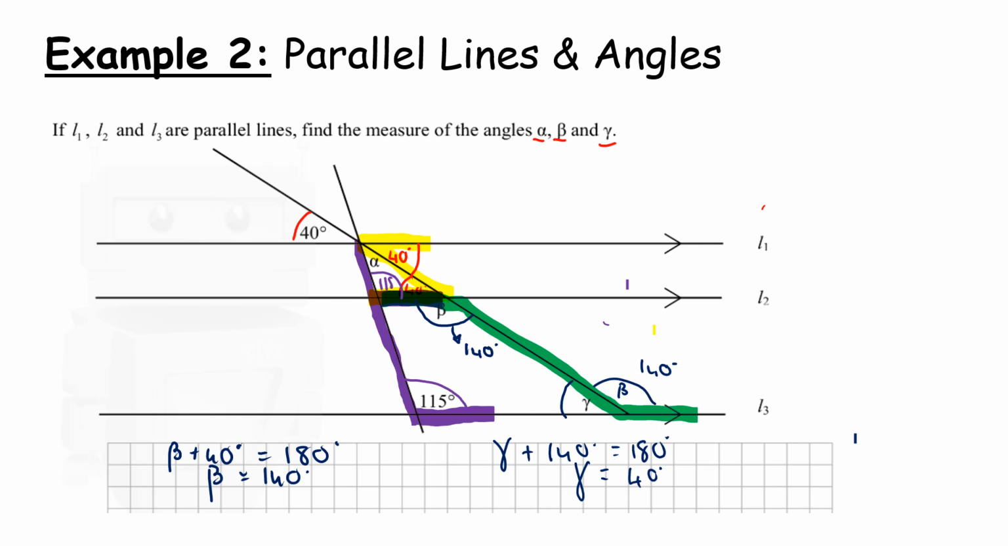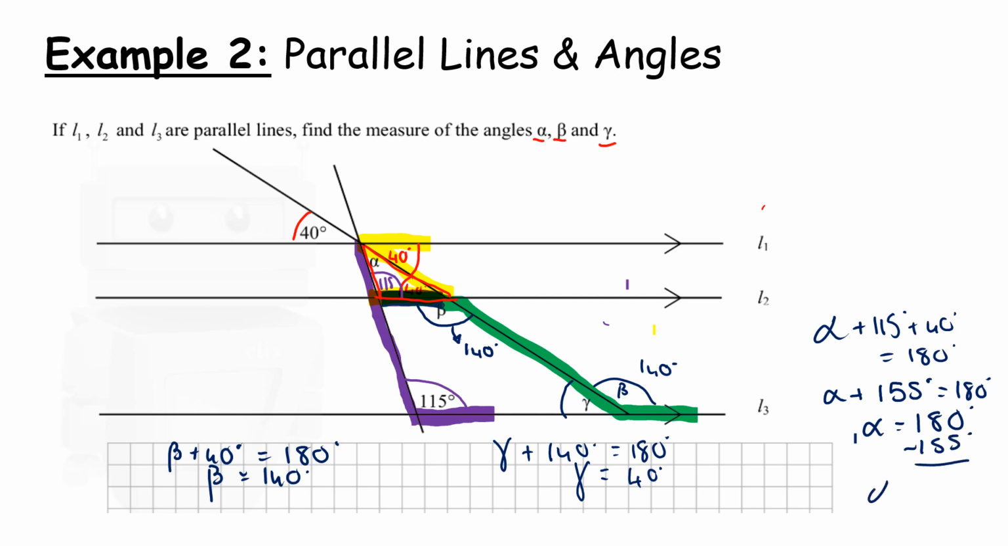So I have now got a triangle which is alpha plus 115 plus 40, and I know that that should add up to 180. So I know the angles I already have add to 155, and that equals 180 with alpha. So alpha is equal to 180 minus my 155. So alpha is equal to 25 degrees.